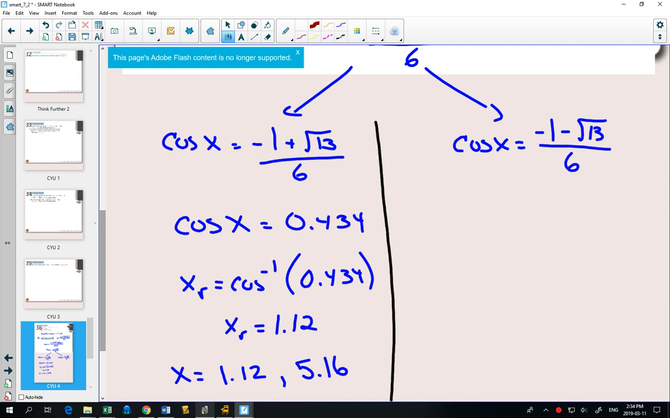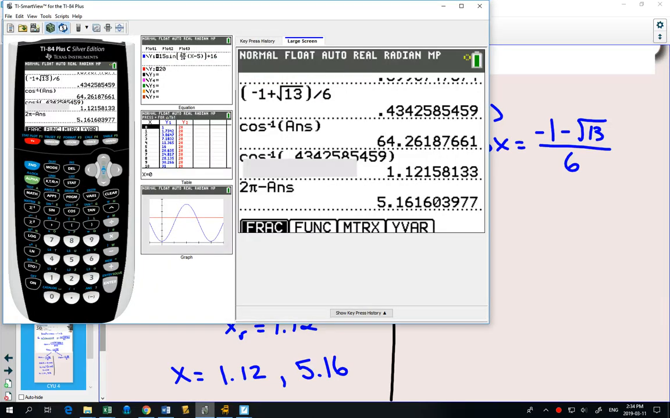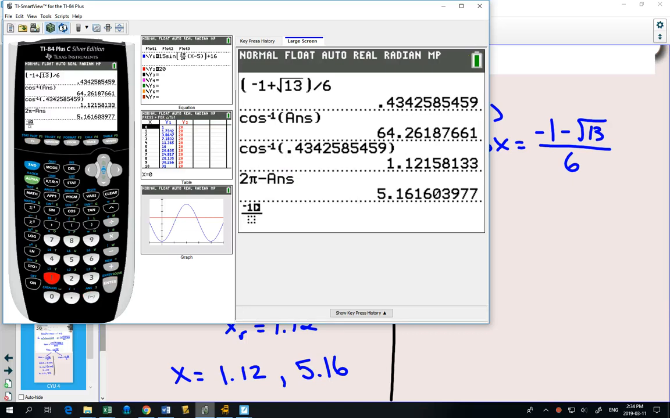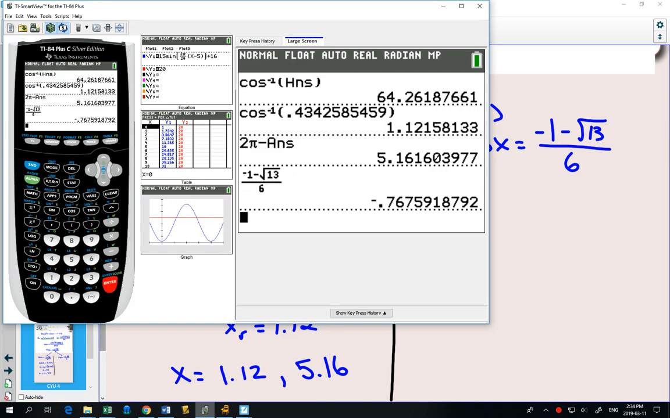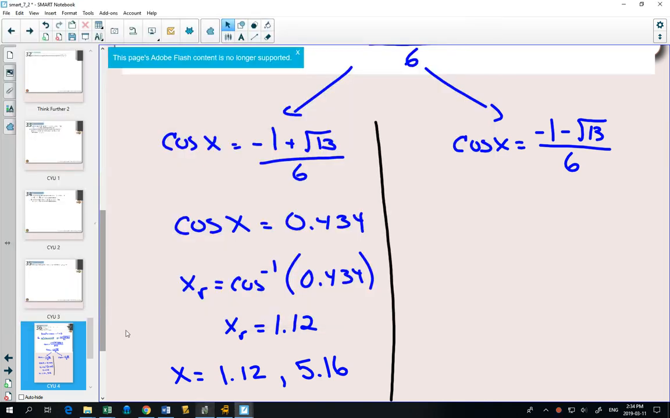Just draw a line in between here to separate these two. So we figured out our first answers for our first value, and now I'm going to go back to my calculator and do the other side. So just change that -1 minus the square root of 13 over 6 to a decimal, -0.768. And now we have a negative value.